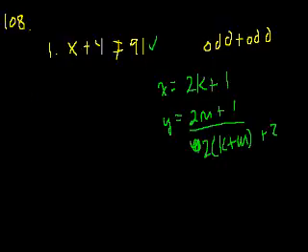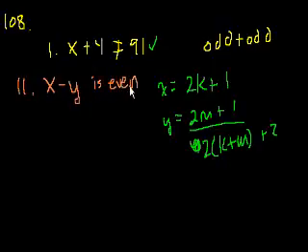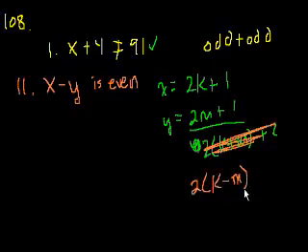Statement 2, let's think about it. Statement 2 tells us x minus y is even. So once again, x and y are definitely going to be odd numbers. When you add them, you get an even number. What happens when you subtract them? If I were to subtract y from x, what would I get here? I would get 2 times k minus m, and then the 1 minus 1.